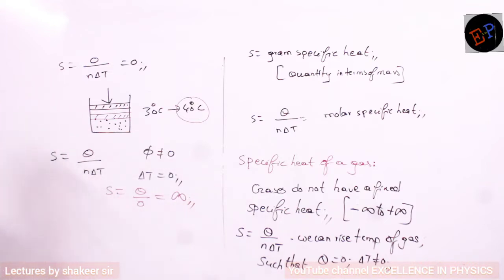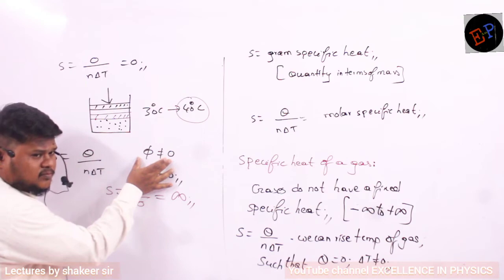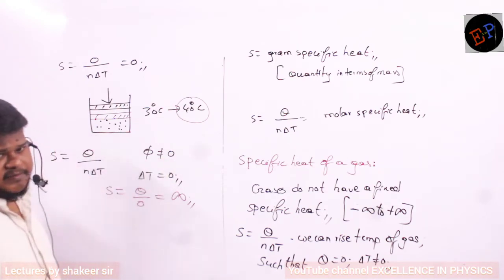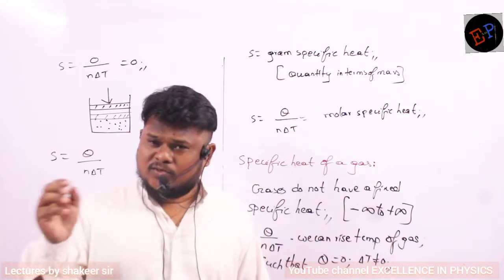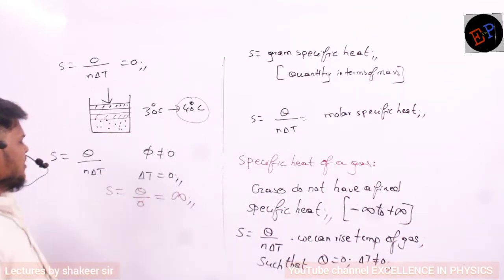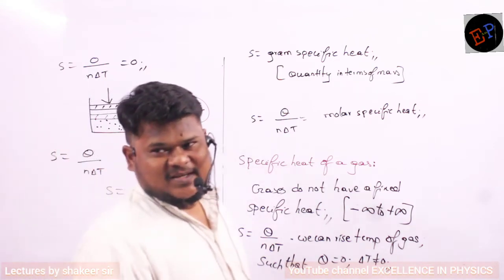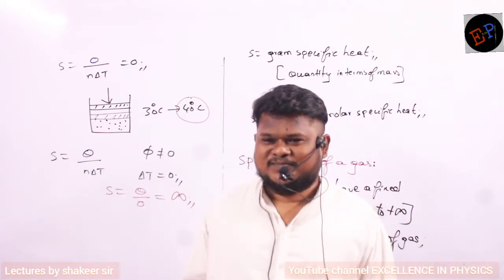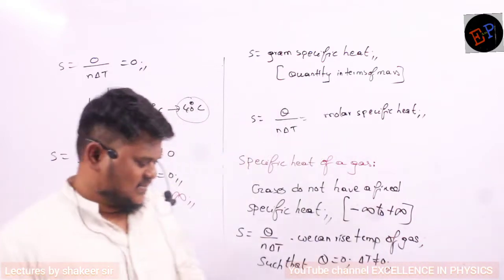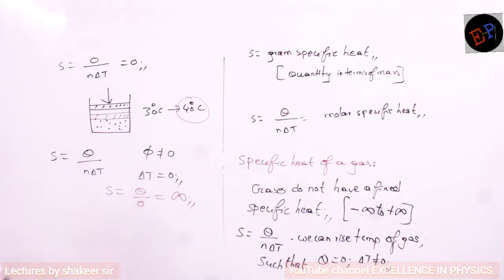So in this condition, heat Q by 0 is how much? Infinite. Now can you say how it is possible, what is meant by Q is not 0? Q 0 means we are not supplying heat energy. Q is not 0 means you are supplying heat energy. But temperature should not change. How is it possible? You are supplying heat energy, but temperature should not change. How is it possible?